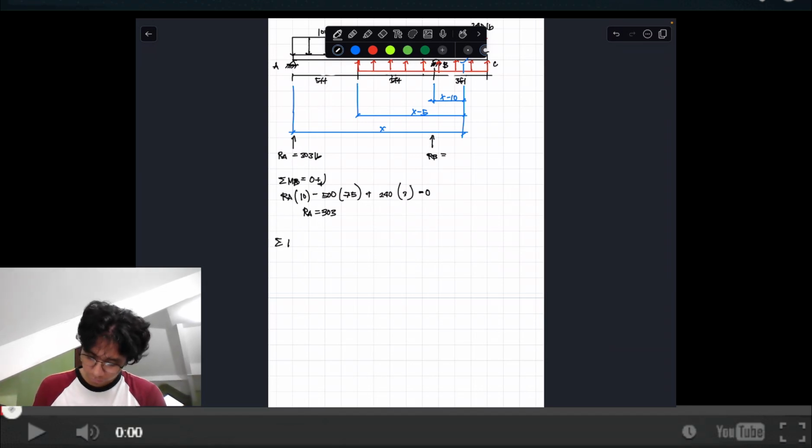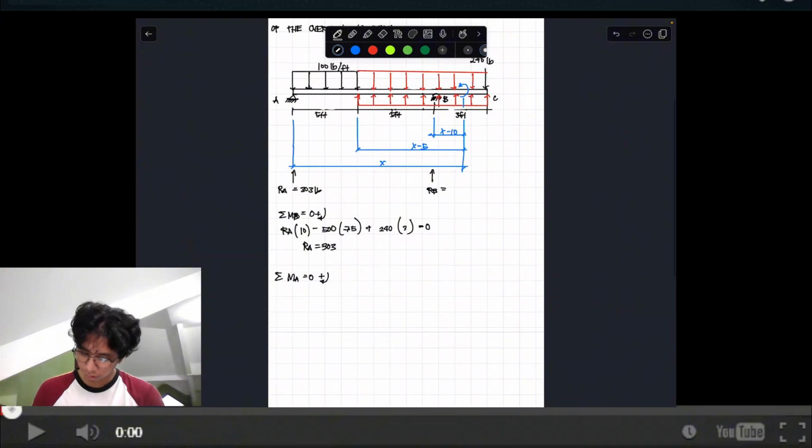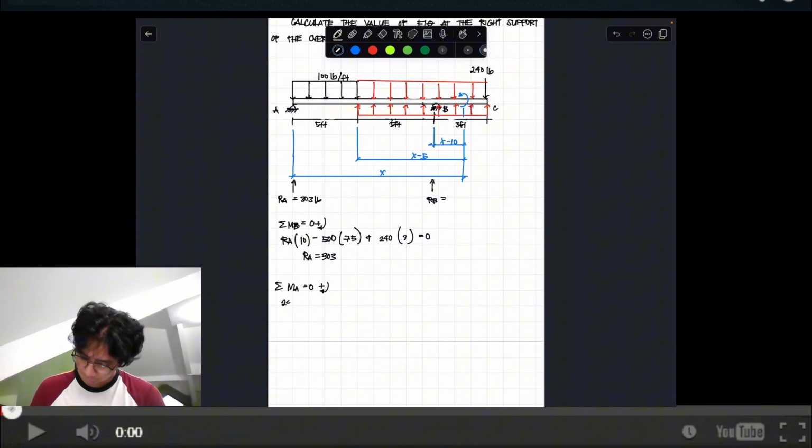So moment of A is equals to 0, positive clockwise. So RB, so 240 pounds. Hanggang ano siya, no? Hanggang moment ng A. So 240 is 3 feet plus 5 plus 5 is equals to 13, multiplied by 13.